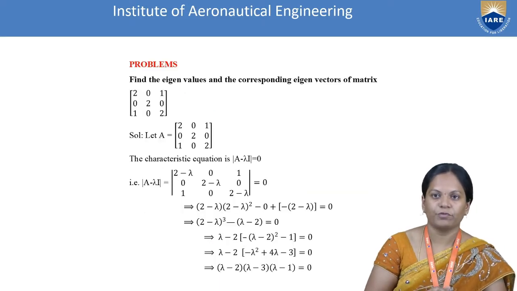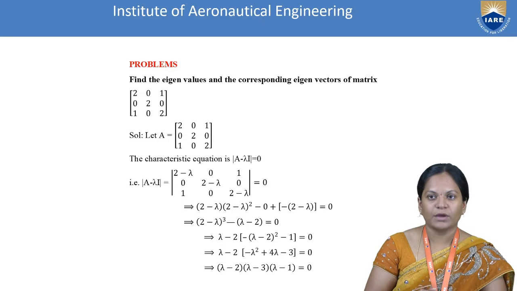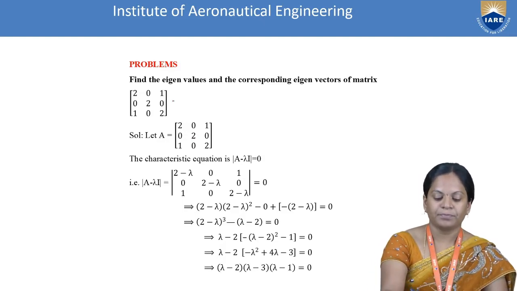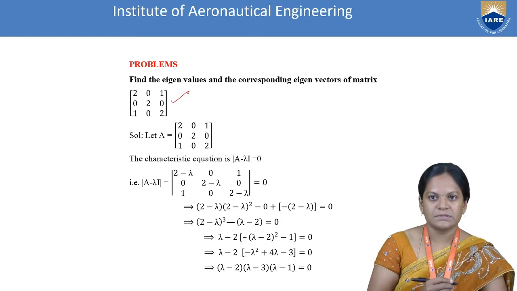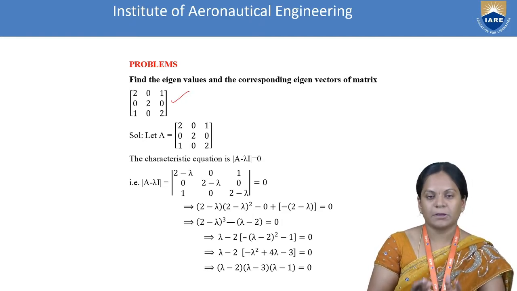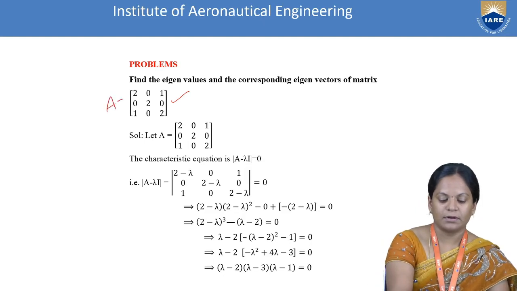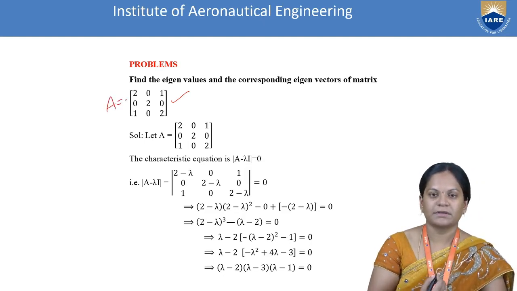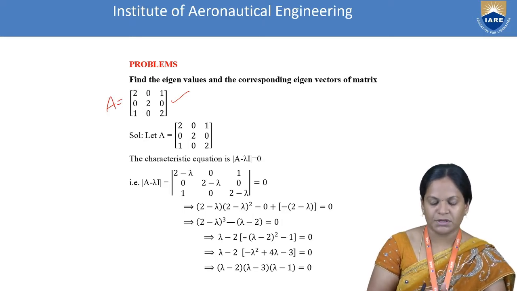Here we have one problem. Find the eigenvalues and the corresponding eigenvectors of the matrix 2, 0, 1; 0, 2, 0; 1, 0, 2. I am taking a 3 by 3 matrix, and let that matrix be capital A. Now first take the characteristic equation directly.